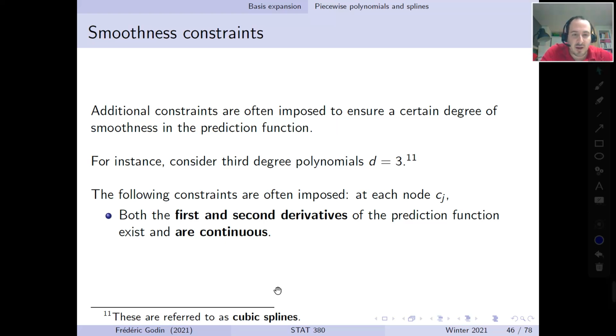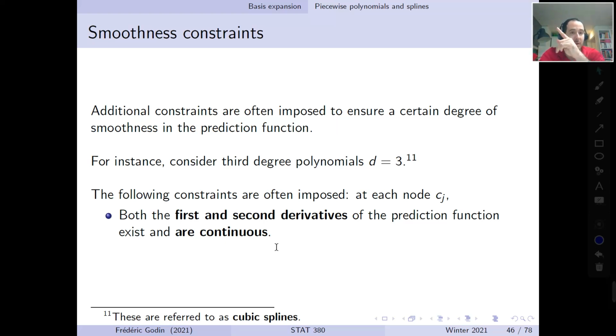So for cubic splines, what happens is, okay, so first you have piecewise cubic functions for the prediction. We still impose a continuity constraint we've discussed earlier, but now we also impose two other additional constraints, which are that the first and second order derivatives of the prediction function always exist. So they exist not only between nodes, but at nodes also, and moreover, they have to be continuous.